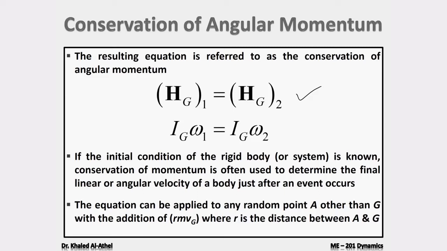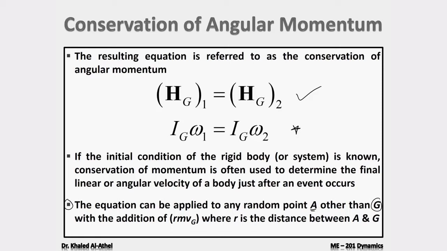Now, if the initial conditions of the rigid body or the system are known, then conservation of momentum is usually used to determine the final linear and angular velocity of an object. What is important here is just to note the second point. The equation can be applied to any random point A other than G. So here we have it, IG omega 1 equals IG omega 2. You can apply it to any point A. It doesn't have to be point G.